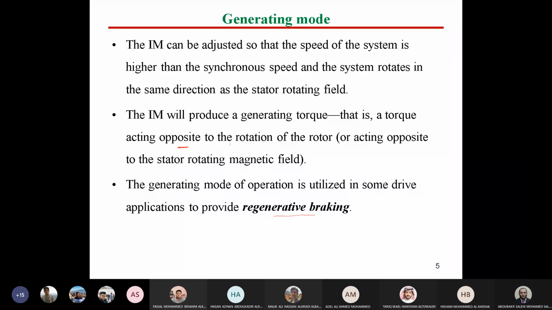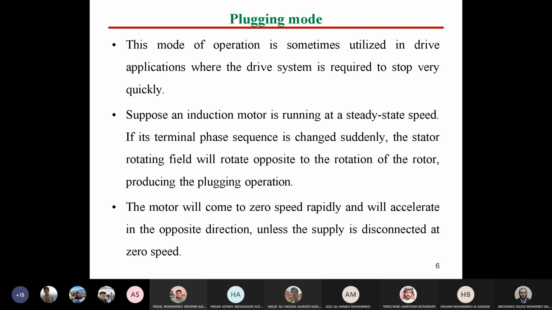So here the car is moving downhill on a ramp like that. This is going to make regenerative braking, or return energy to the supply. Inshallah, we will have some examples and we'll discuss regenerative braking in more detail. The third mode is plugging mode.